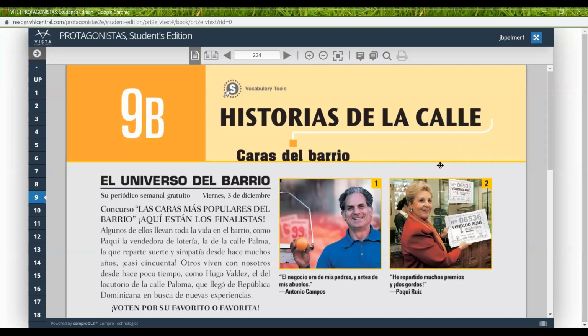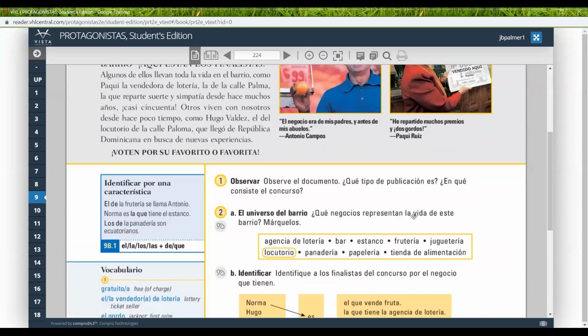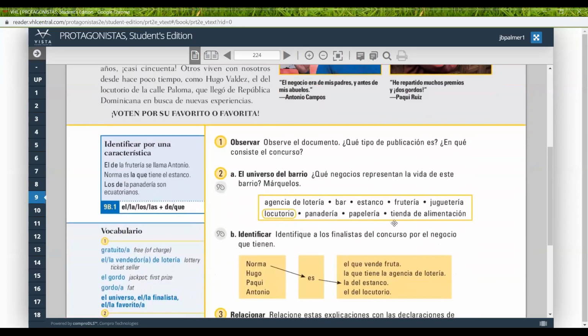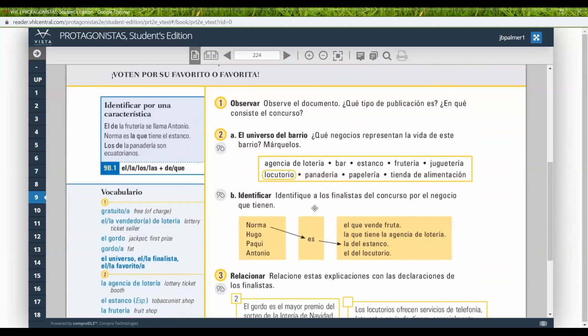Hey guys, so today we are going to start 9B Historias de la Calle, and this is going to be kind of bare bones since we can't do all of these activities like normal in class. So basically, I'm just going to go over the grammar points for the first two pages, 224 and 225. There are just a couple of grammar points. So I'll go over that and then let you know about the homework and stuff.